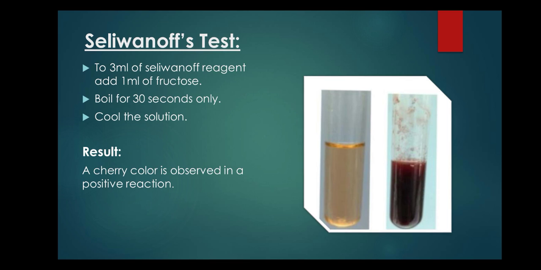Seliwanoff test. For the Seliwanoff test, take 3 ml of Seliwanoff reagent, add 1 ml of fructose, boil for 30 seconds only, and cool the solution. Result: a cherry color is observed in a positive reaction. In case of a positive reaction, a cherry color is formed.